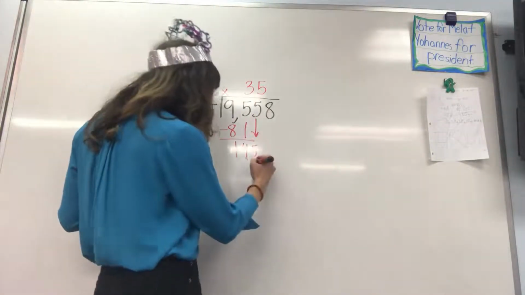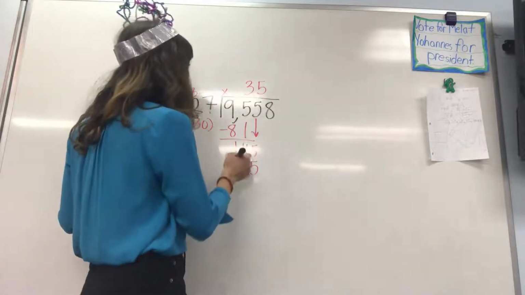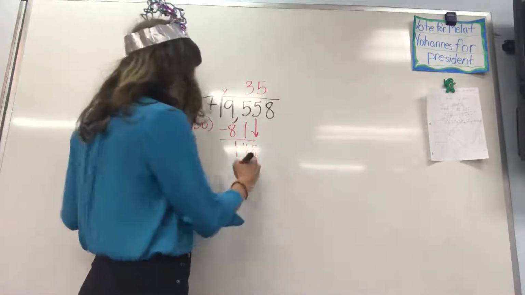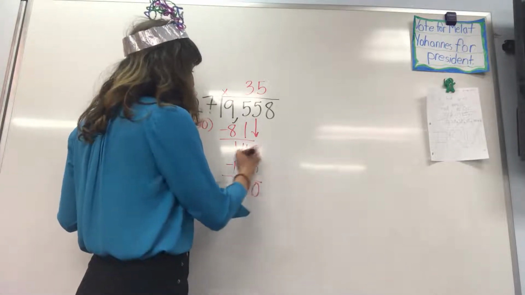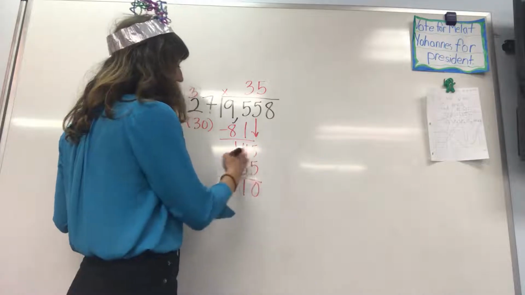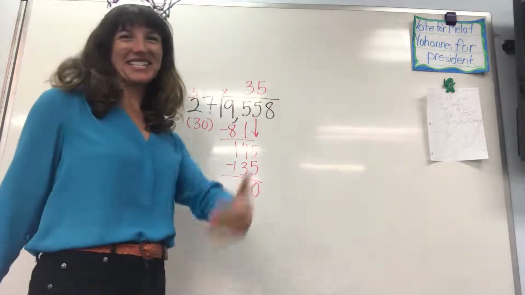5 times 7 is 35. 5 times 2 is 10 plus 3 is 13. All right, 5 minus 5 is 0. 4 minus 3 is 1. 1 minus 1 is 0. Okay, 10. 10 is less than 27.